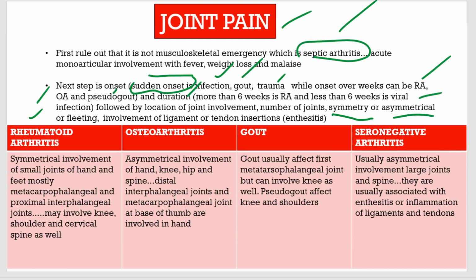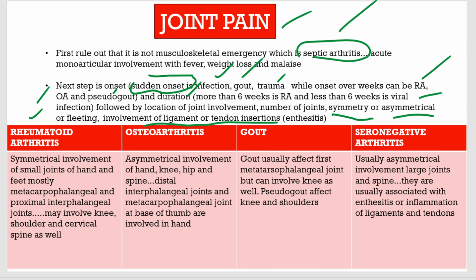And then we will ask about the involvement of ligaments and joints. We'll ask about pain in the area where the ligaments are inserted, or whether the muscles surrounding the joints are painful or not. So once we have asked about onset and duration, we will follow with number of joints involved, symmetrical or asymmetrical involvement, fleeting joint involvement, and involvement of the ligaments and the muscles surrounding the joints.